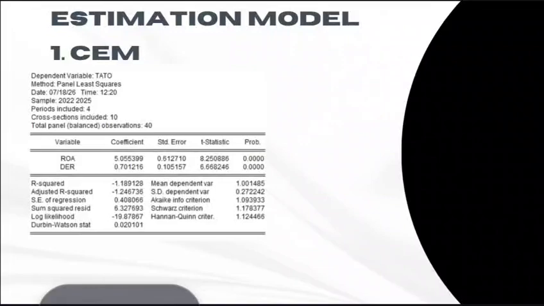Now I move into the 3 candidate panel regression models, starting with the common effect model, or CEM. This is the simplest approach. It pools all 40 observations together and estimates a single regression line, ignoring the differences between companies or time periods.